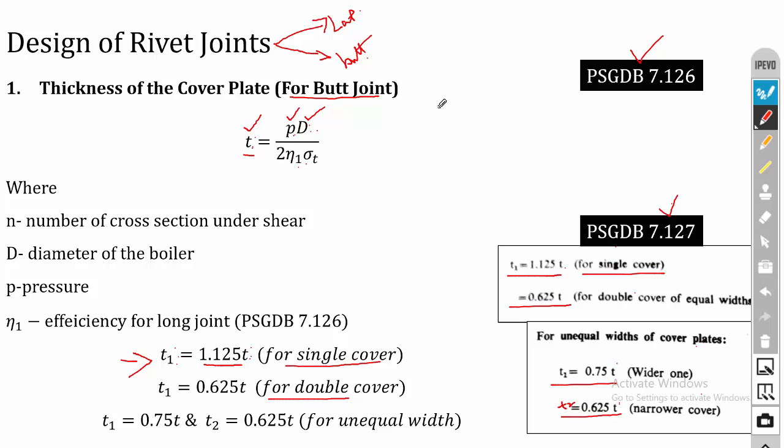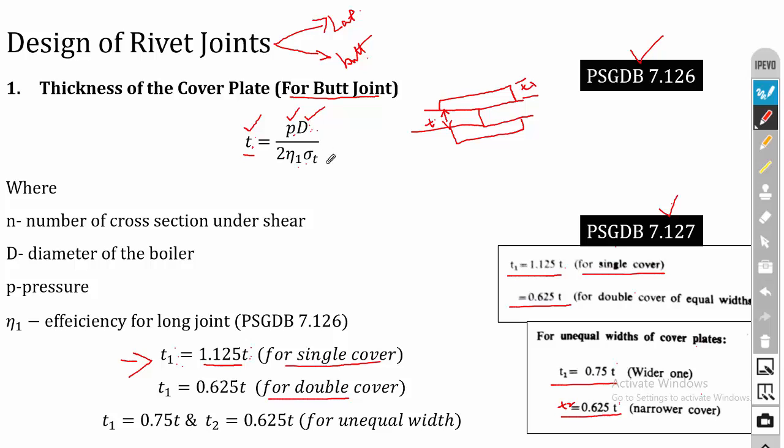There is a difference between plate and cover plate. For example, if you are having two plates like this, then this is T, the thickness of the plate. And in case of butt joint, we will use a cover plate or two cover plates. Then this is the thickness of the cover plate, T1. So if T is directly given in the problem, then you can directly calculate T1. If T is not directly given, then you have to use this equation to find the value of T.